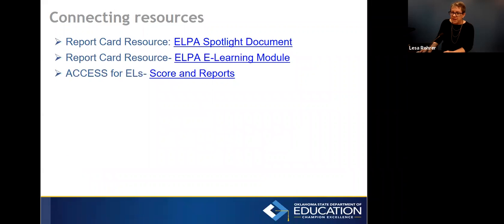Here are the resources we have currently. Access for ELs to understand your WIDA ACCESS scores. Because if I didn't mention it, the ELPA is based on the WIDA ACCESS scores. This is not based on the OSTP.